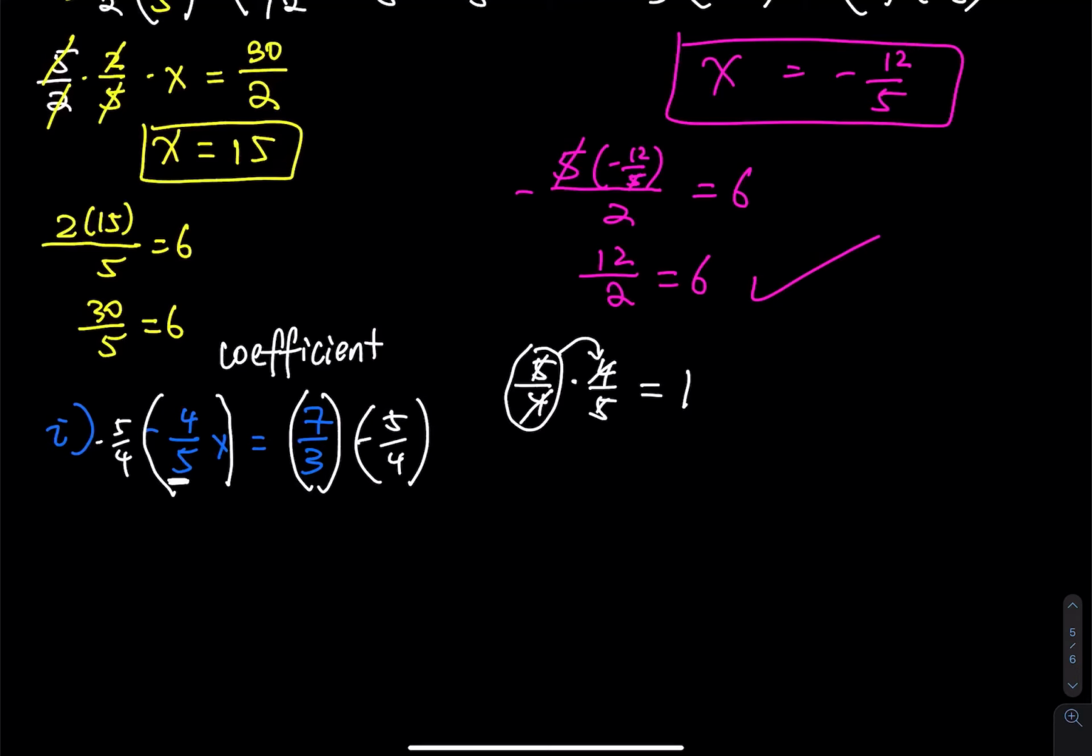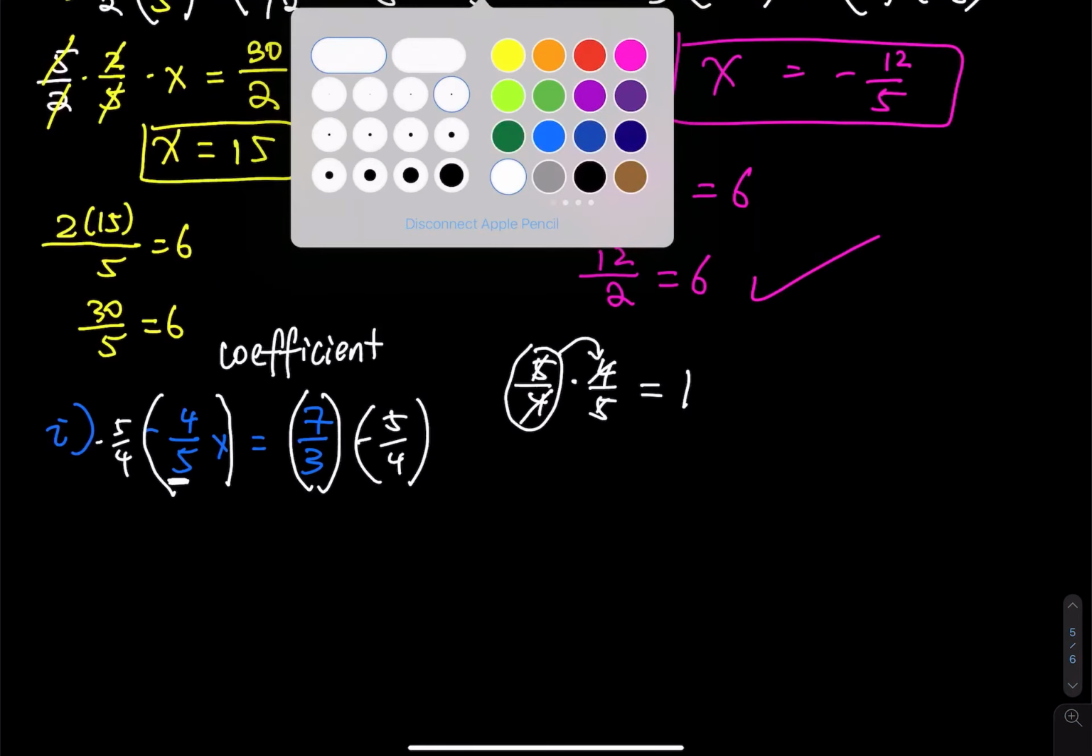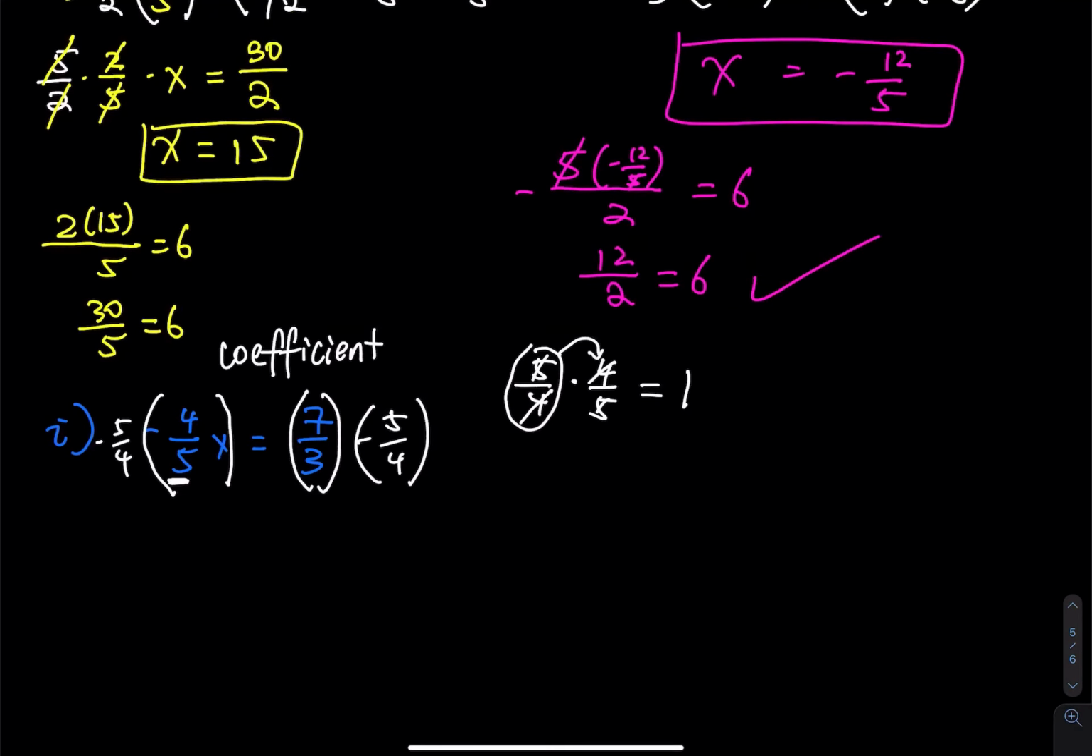All right, the left-hand side, what do we have? We have x, and then the right-hand side, we have negative. I don't see anything can be simplified. Okay, then 7 times 5 and 4 times 3. And this is my final answer.